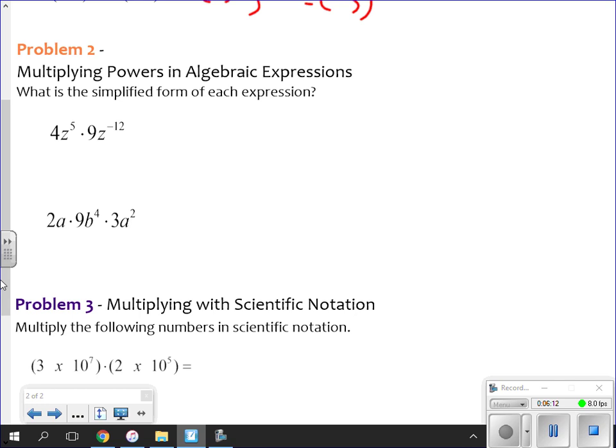Okay, you have some homework that's like this, or classwork, I should say, that's like this. You got to be careful. That is not 13z to some power.